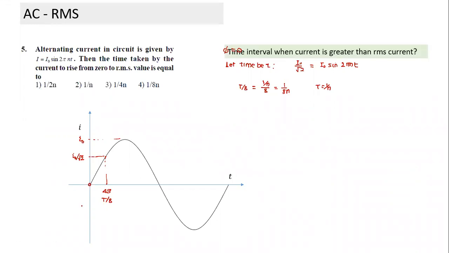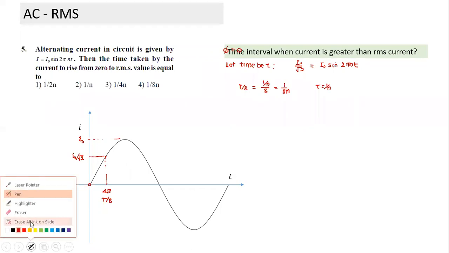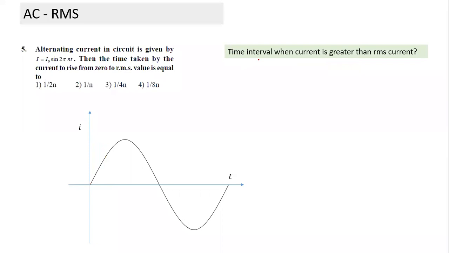Okay, if I add one more question here, can we answer this question? What is the time interval when current is greater than RMS current during 0 to t? For what duration is the current greater than RMS current? What will be the duration of current between 0 to t? The current will be greater than RMS value.